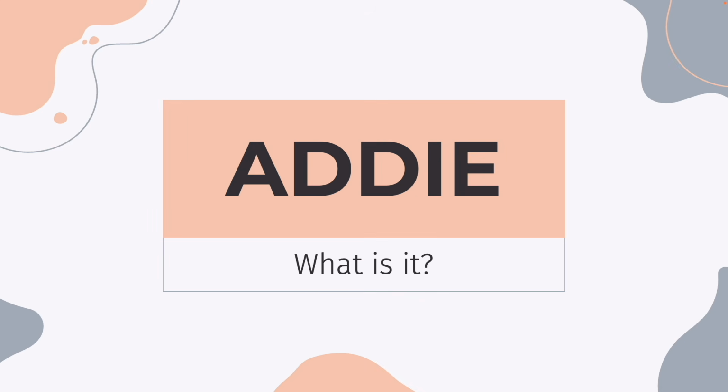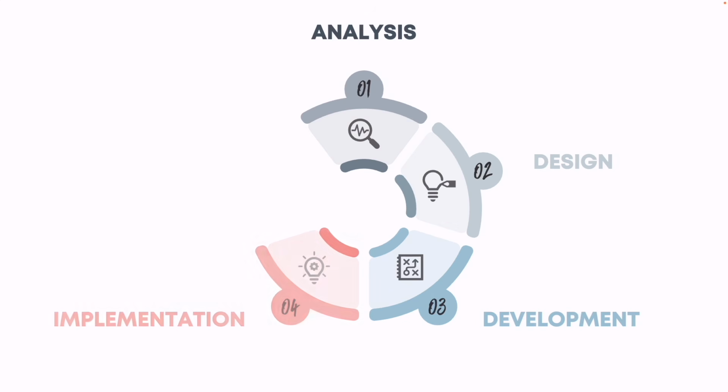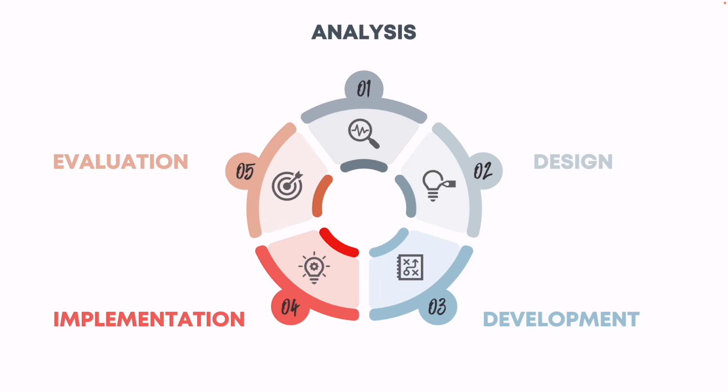ADDIE, what is it? ADDIE is one of the cornerstones in L&D, a classical instructional design framework that helps L&D professionals create effective learning experiences. The name itself is an acronym for the 5 stages you'd go through: analyze, design, develop, implement, and evaluate. Don't think of it as a strict checklist or a linear process though. It's more like a guiding process to make sure you're solving the right problem with the right learning solution.